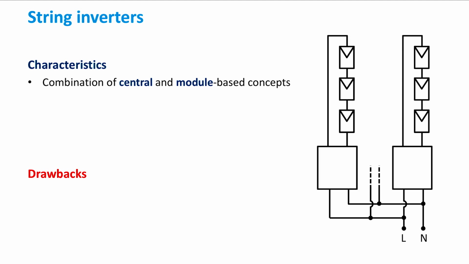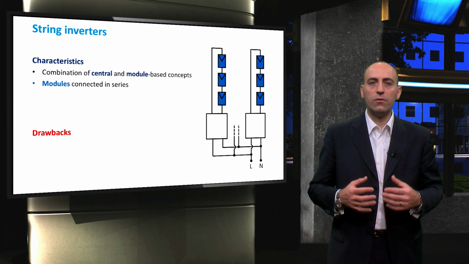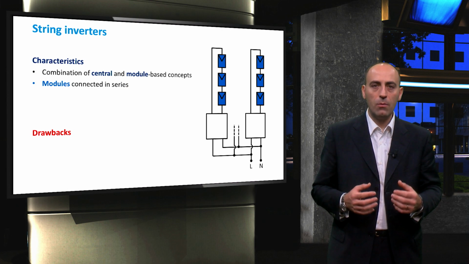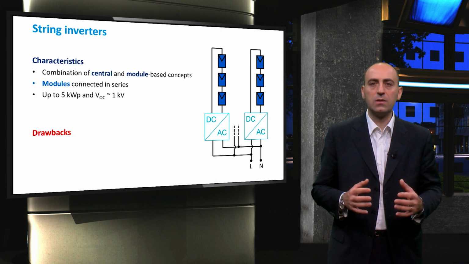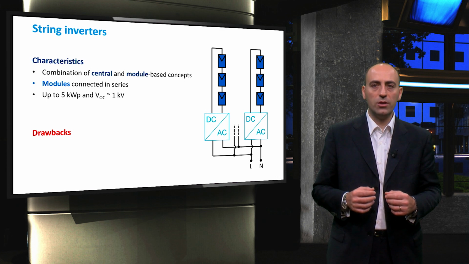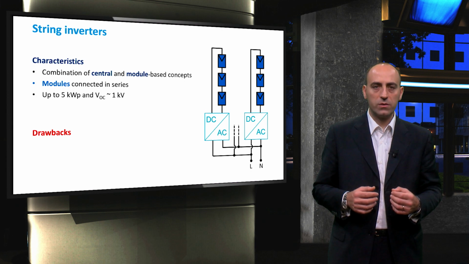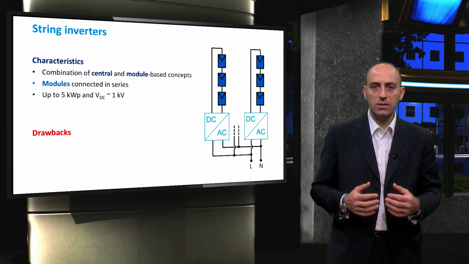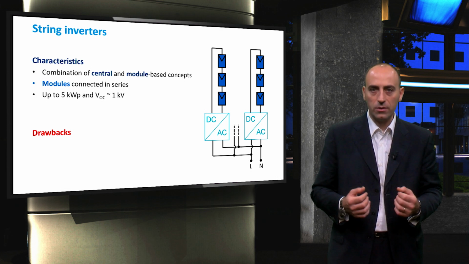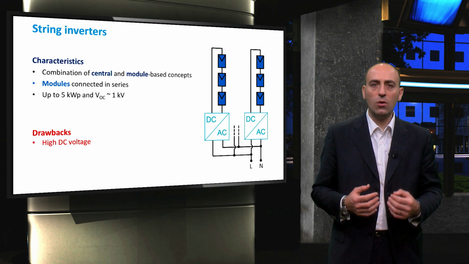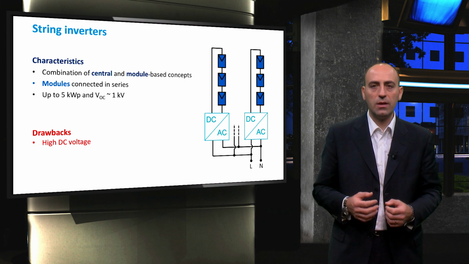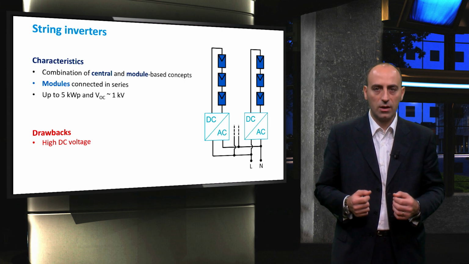So here modules are connected in series to form a string, like for the central inverter concept, with a power rating of up to 5-6 kilowatt peak in one-phase configuration, and the open circuit voltages are up to 1 kilovolt, which already makes one disadvantage of this topology apparent. Indeed, high DC voltages require special consideration, as in the case of the central inverter architecture.